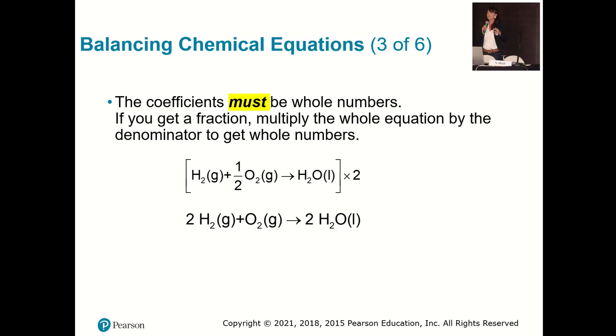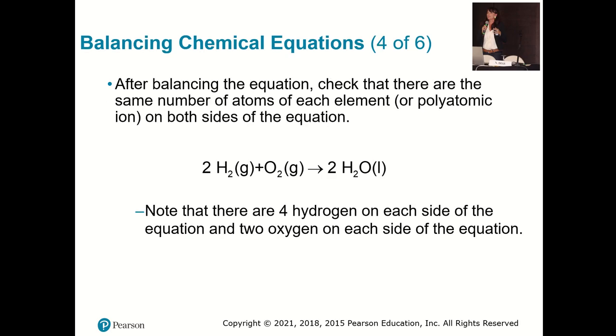So I'm going to count it as just one element. The coefficients must be whole numbers. If you get a fraction, multiply the whole equation by the denominator to get whole numbers, like here. Sometimes it's easy to use a fraction to balance an equation. So the way that you're going to do it is exactly what I did here: you multiply the whole equation by 2. So I have whole numbers at the end, right?